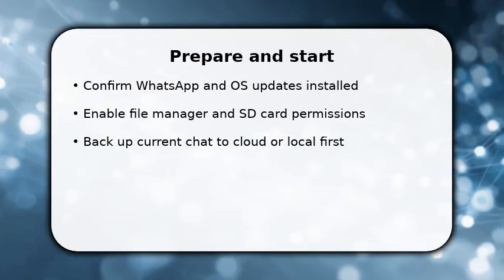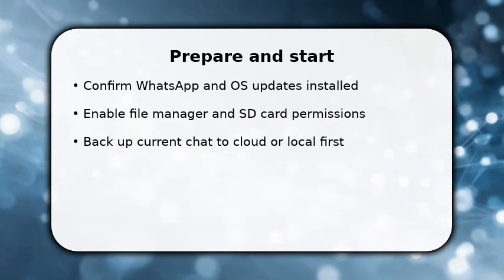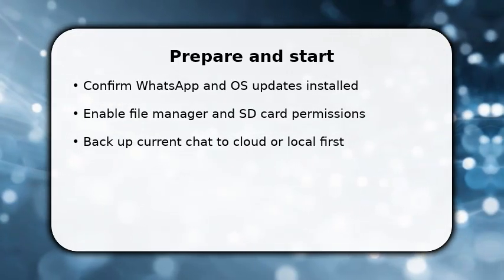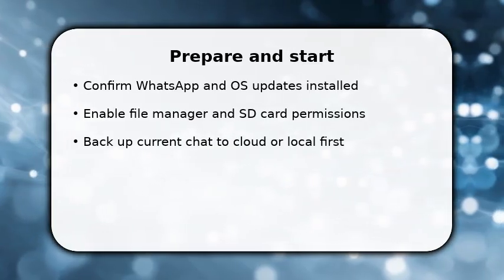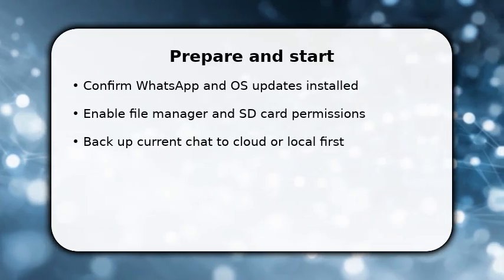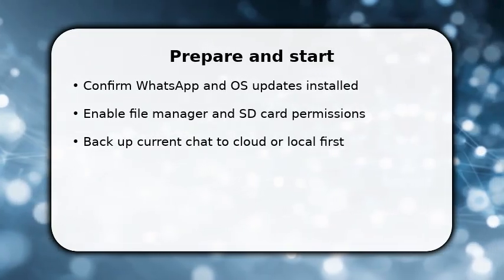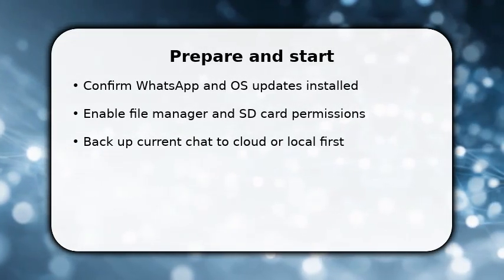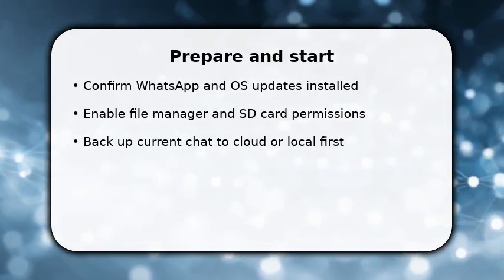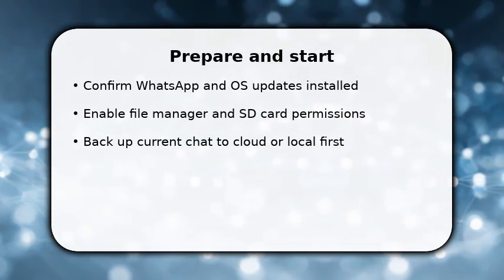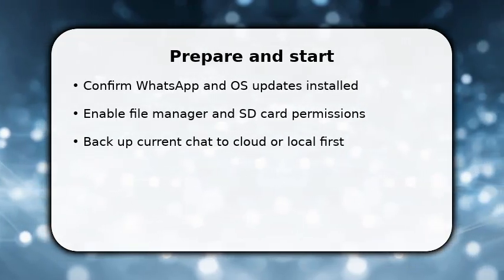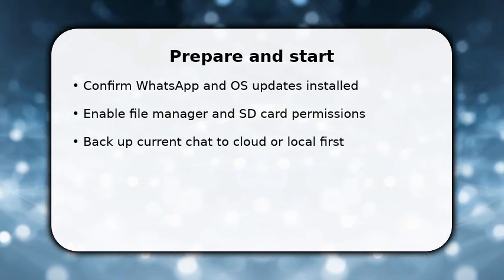You start by preparing the phone so the change goes smoothly. Confirm which app and your OS are updated and make a fresh local or cloud backup now. Open a file manager and grant it read/write permissions and insert or mount the SD card if you plan to use external storage. Once done, locate WhatsApp's local backup folder, usually /WhatsApp/databases. Make sure to note file names and timestamps so you can verify the correct files later.